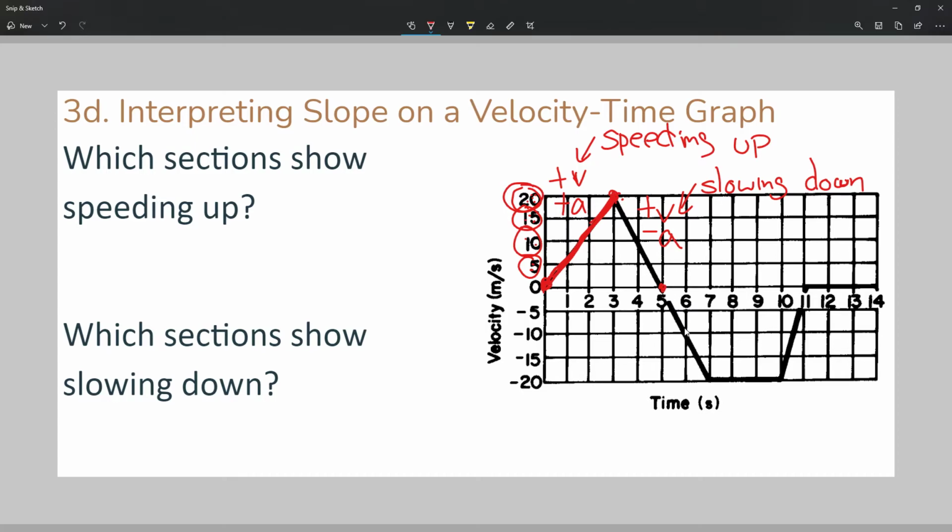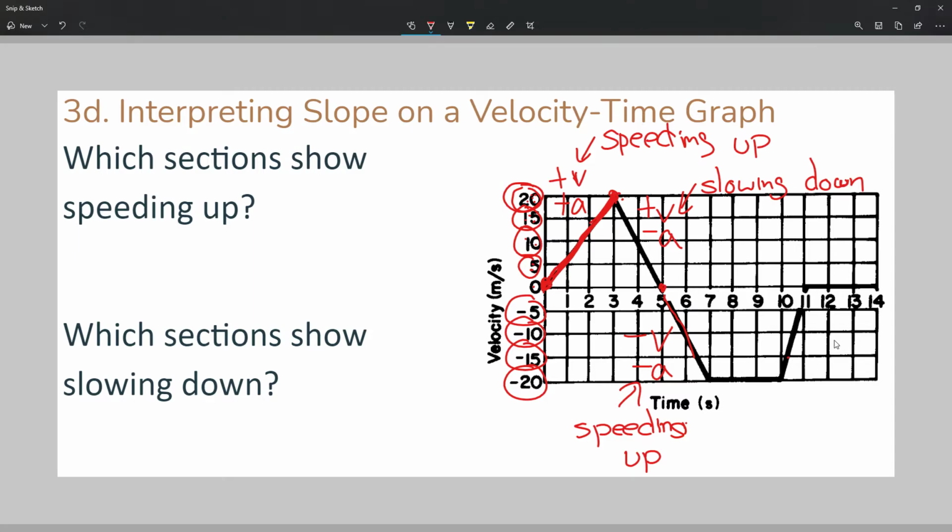From 5 to 7 seconds, is your velocity positive or negative? Well, from 5 to 7 seconds, our velocity is negative because we do see the y-axis over here, right? It's negative. What about our acceleration? Acceleration here is also negative because we have a downward slope. And so this section is speeding up, right? They have the same signs. Furthermore, you're going from 0 to negative 20. You are speeding up in the opposite direction.